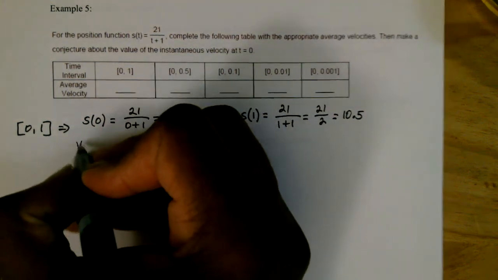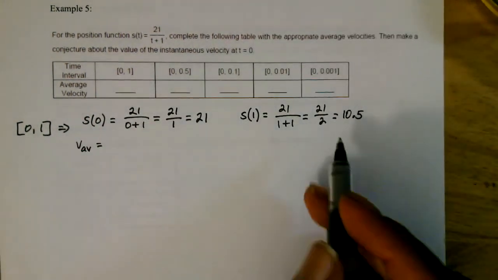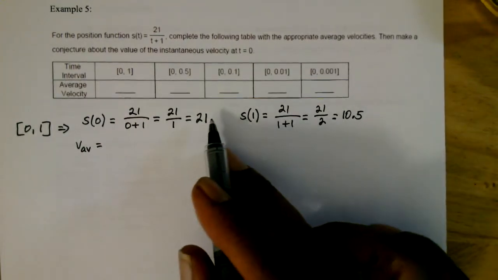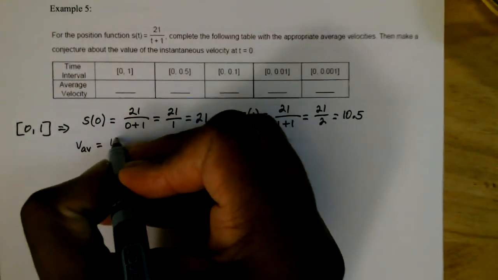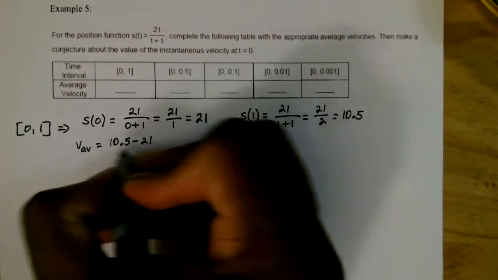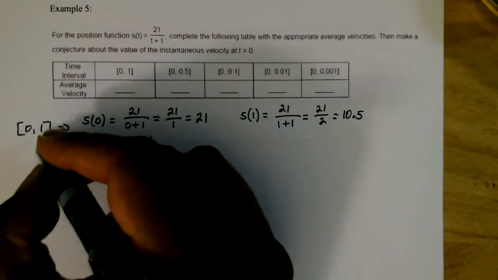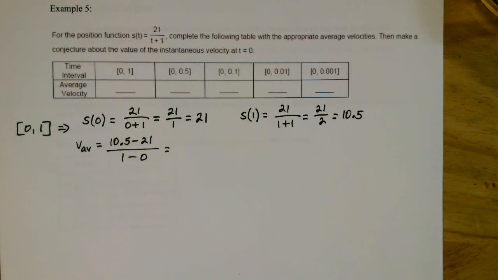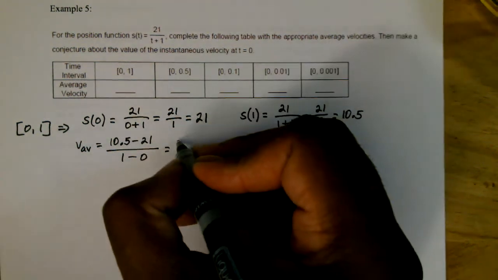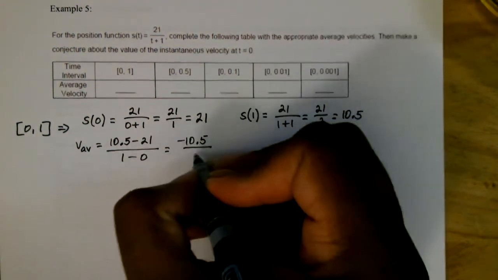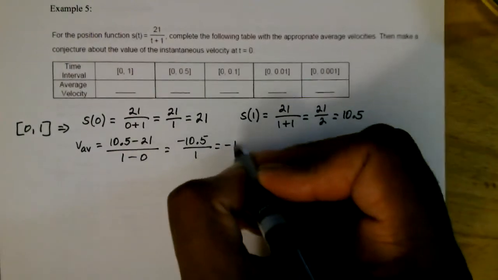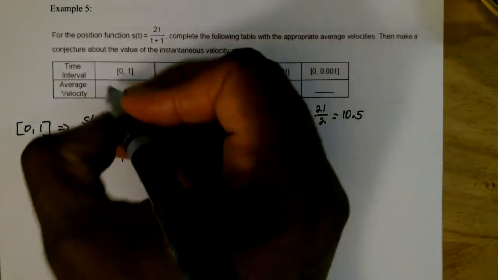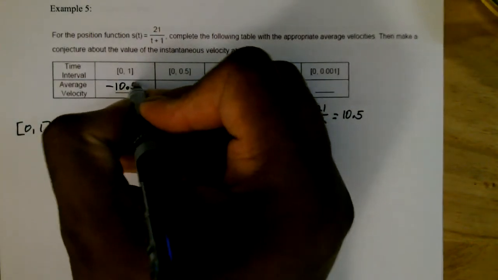Now for the average velocity, that's of course S of 1 minus S of 0. This is going to be 10.5 minus 21 over b minus a, 1 minus 0. So 10.5 minus 21 will be negative 10.5. And negative 10.5 divided by 1 minus 0, which is 1, is going to end up being negative 10.5. So the average velocity from 0 to 1 will be negative 10.5.